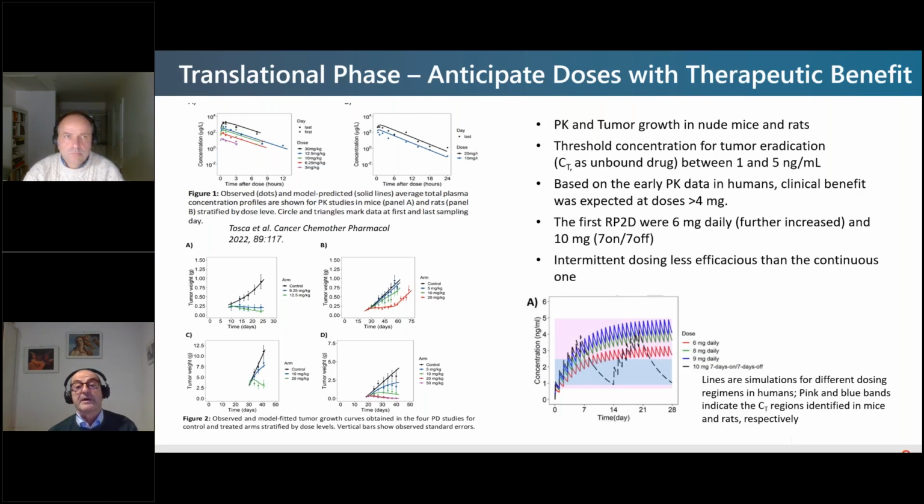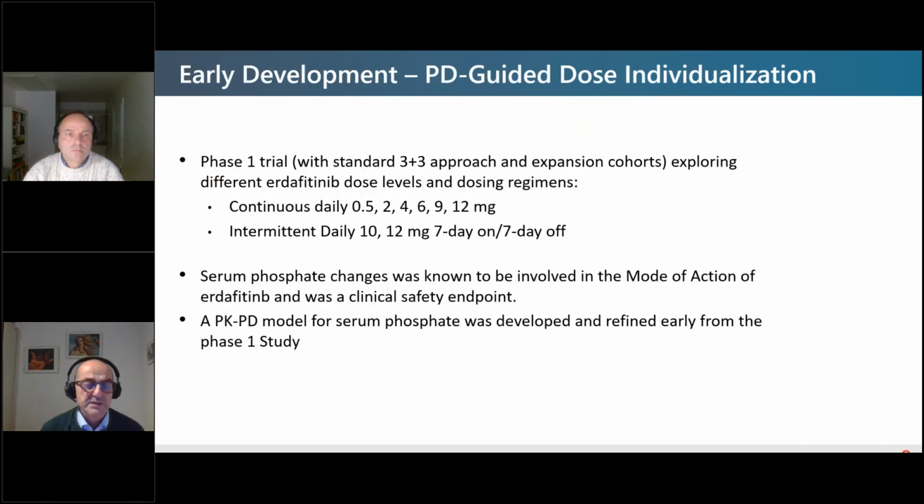And of note, the intermittent dosing was later abandoned from the clinical development, as it was found less active than the continuous counterpart. If you go to the next slide, we can look at what support modeling provided to the refinement of the choice of the dose.